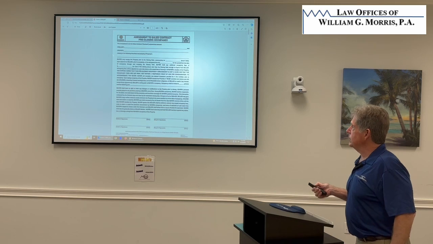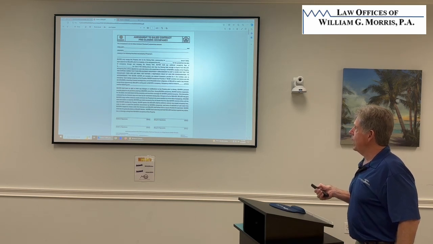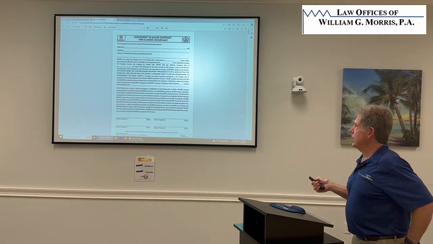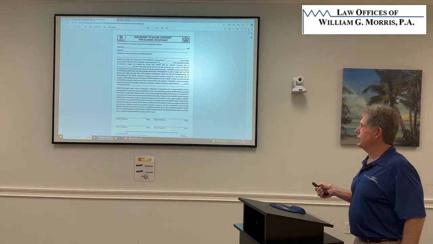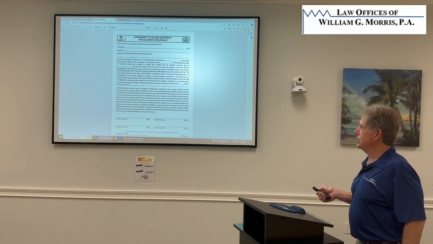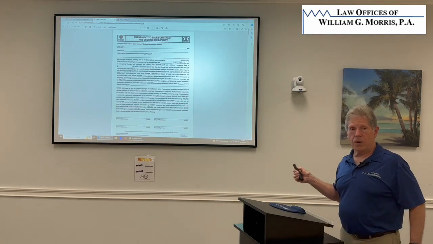Okay, so this says that the buyer can occupy the property prior to closing, commencing on whatever the date is, and pays the seller an occupancy fee of blank for the period from the date of occupancy through and including the closing date. Buyer pays additional fees of blank per diem if closing occurs later than the closing date through no fault of the seller.